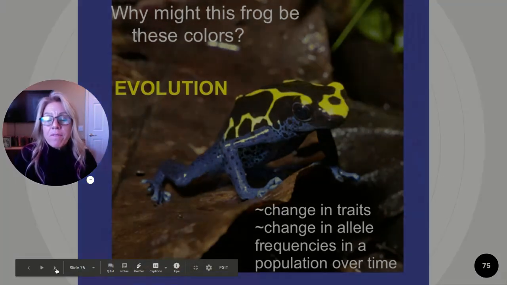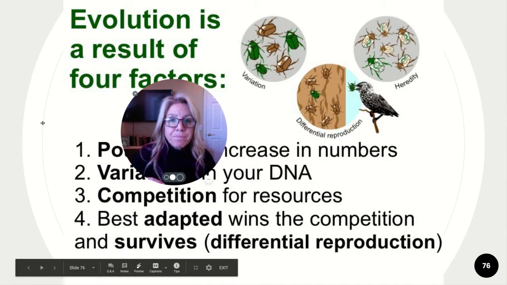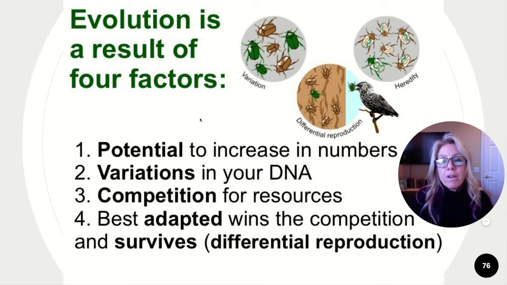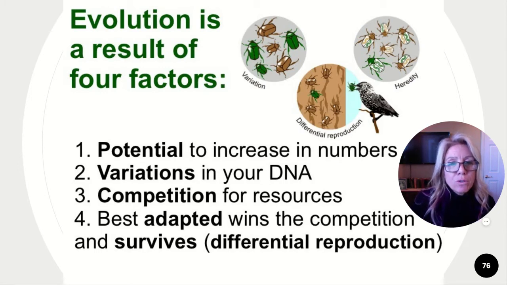So let's look at the factors that would contribute to that. Let me put myself over here. Here we go. So evolution is a result of 4 factors. You have to have potential to increase your numbers of one of those traits. You need to have variations in your DNA, competition for resources, and know that the best adapted wins usually and survives. That's called differential reproduction.